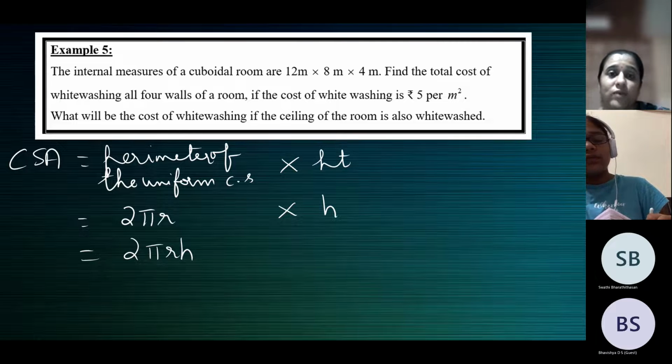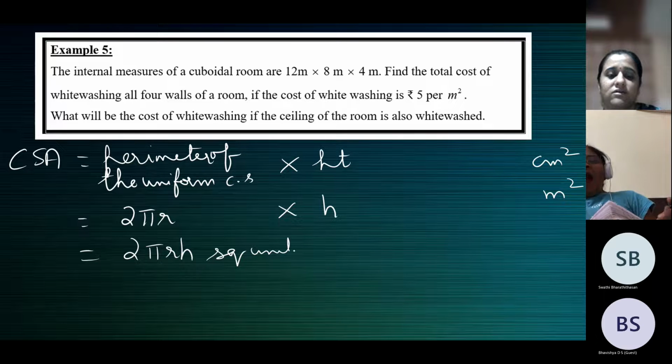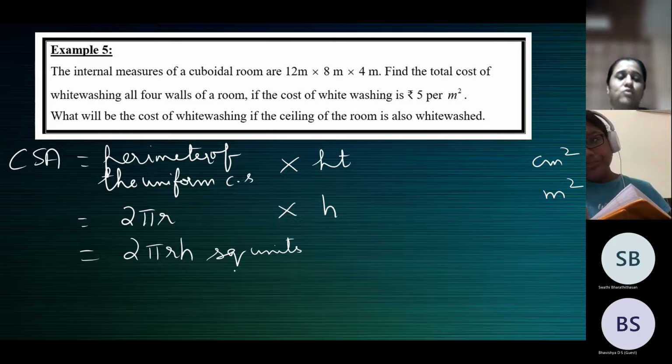Area is always expressed in square units. So supposing the unit in the question is centimeter, it will be centimeter square. If it's meter, it will be meter square. But when you're writing the formula, we in general say square units.